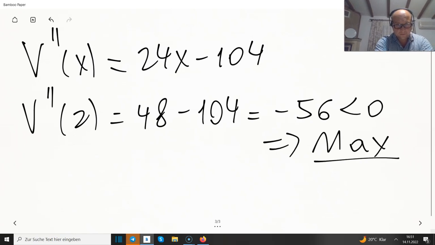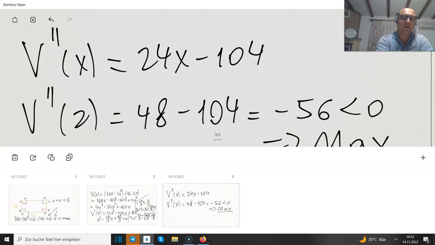So if we have a sheet of paper with 16 and 10 centimeters as measures, and we're cutting off 2 centimeters on each corner and then folding it, it's going to be a parallelepiped like that with the highest volume possible. I'm not asking for the volume, but of course we can compute it as well.